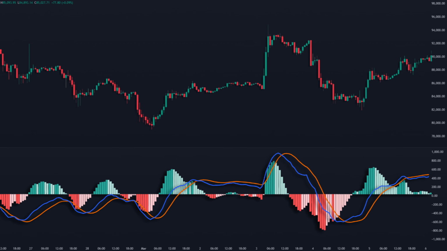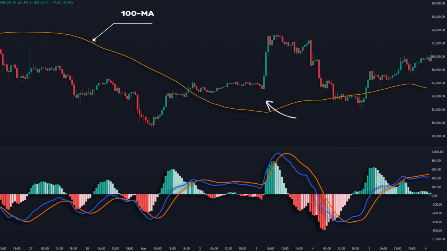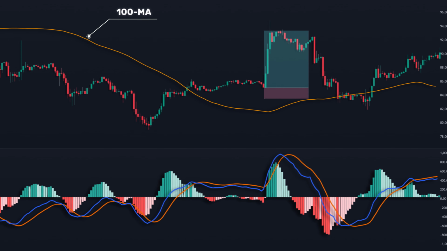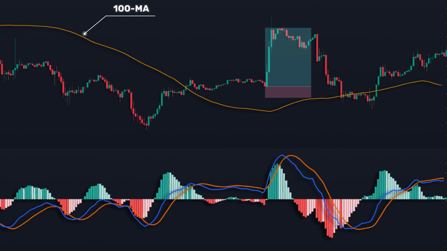Now, for risk management, here's the plan. For stop losses, I recommend placing them beyond the most recent swing point in the opposite direction of your trade. Or, alternatively, hide your protective stop loss below the 100-day moving average. And for profit targets, I typically use a 2-to-1 reward to risk ratio. But you can adjust this based on your trading style and the specific market conditions and current price action.